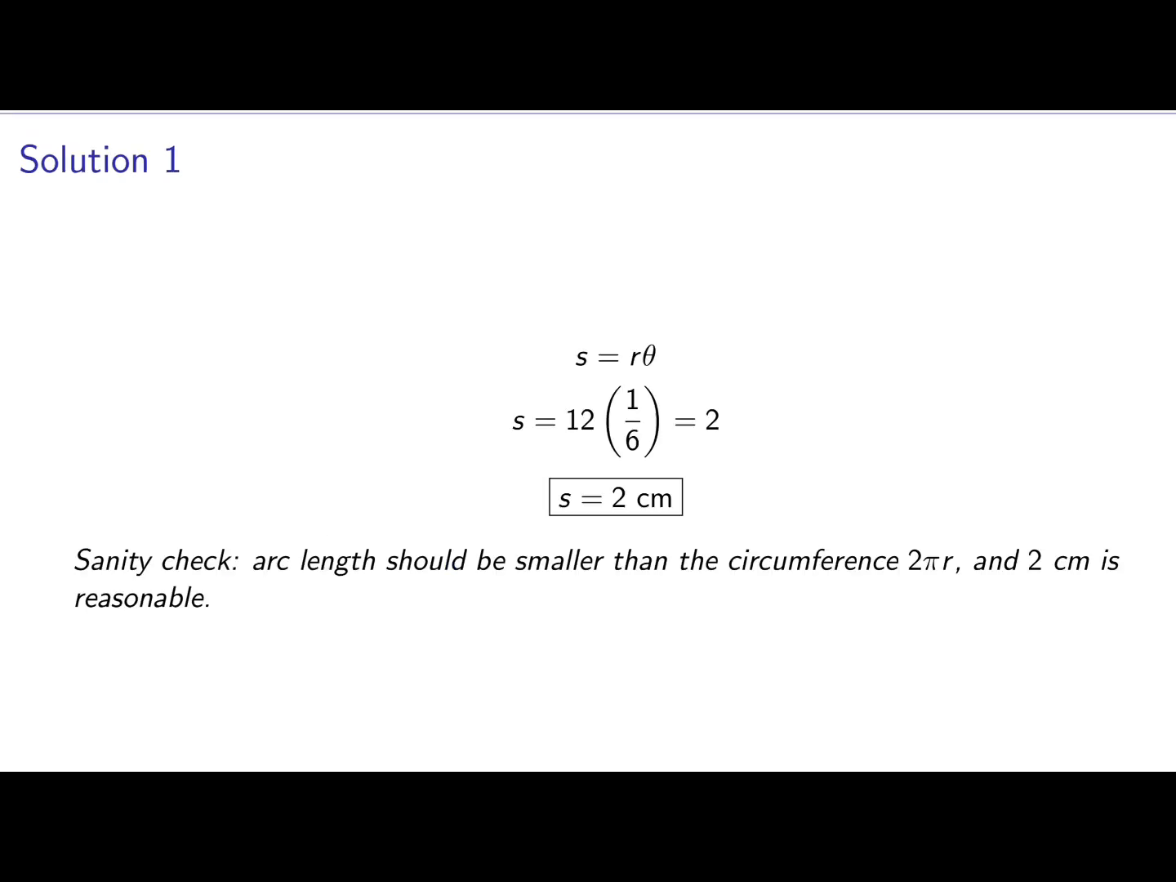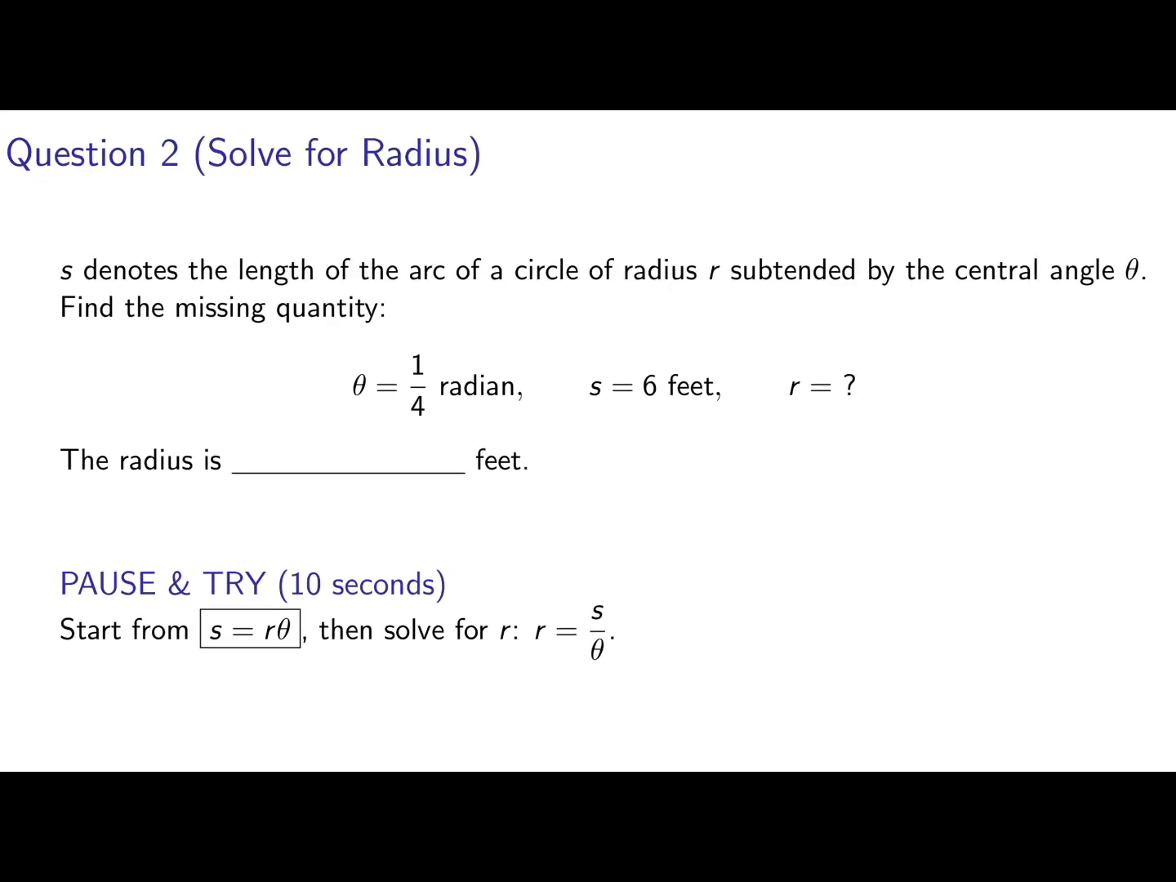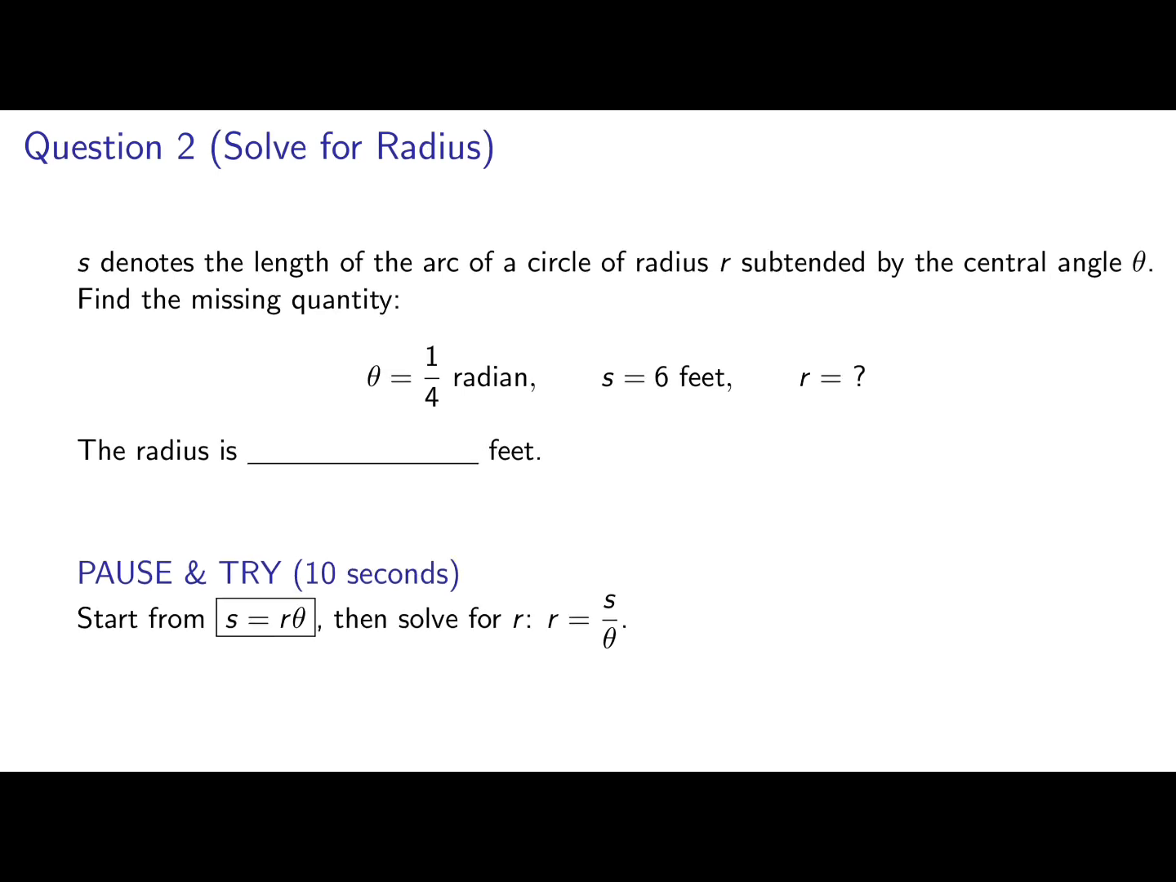Arc length is radius multiplied by theta. So our radius is 12 and theta is 1/6, which gives 2. So S is 2 centimeters. The quick check here: the arc length should be smaller than the circumference 2 pi r, and 2 centimeters is reasonable enough. In question 2, we are given arc length and angle, and we need the radius.